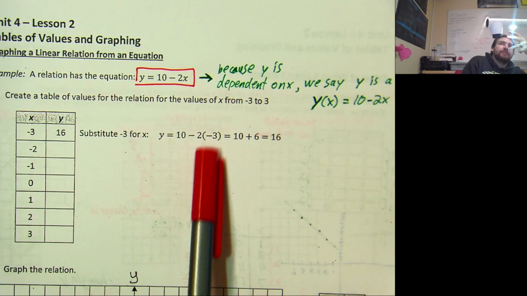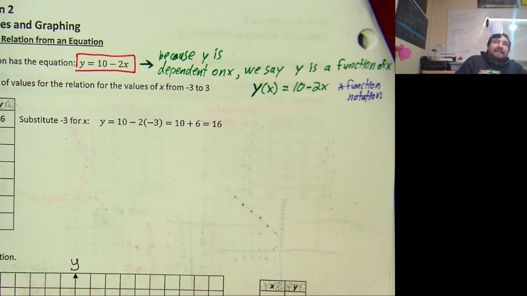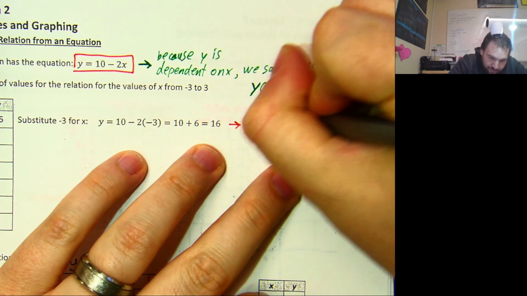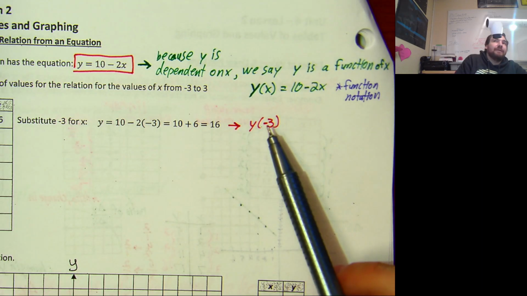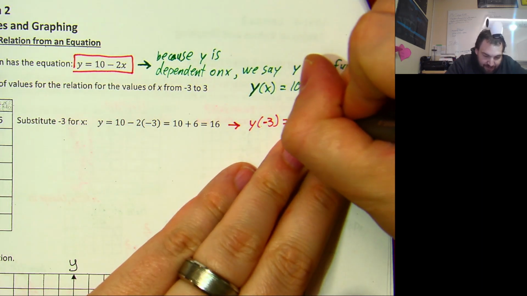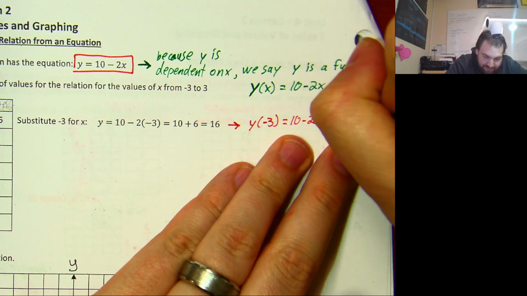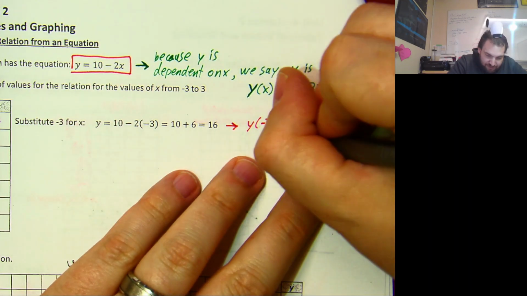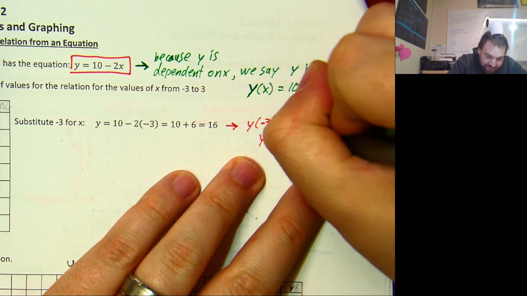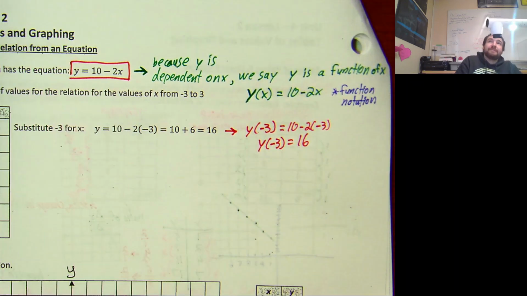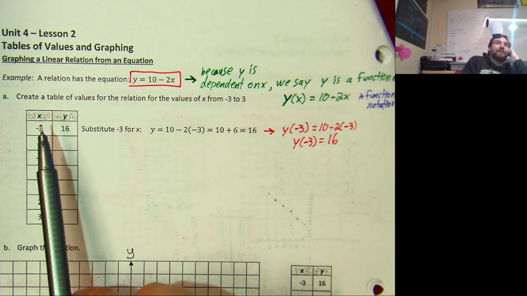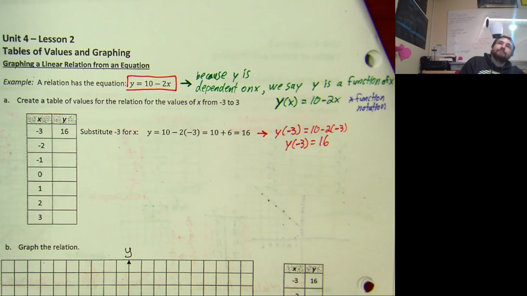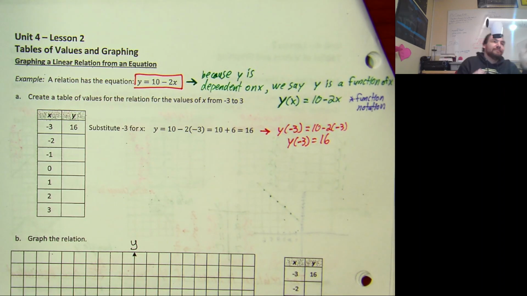What we've done here is actually find y when x is negative 3. This is how we'd write that. That's going to be equal to 10 minus 2 times negative 3. So then we would say that y of negative 3 equals 16. And so this point here, negative 3 and 16, is the point that would form your ordered pair. How are we feeling about this?